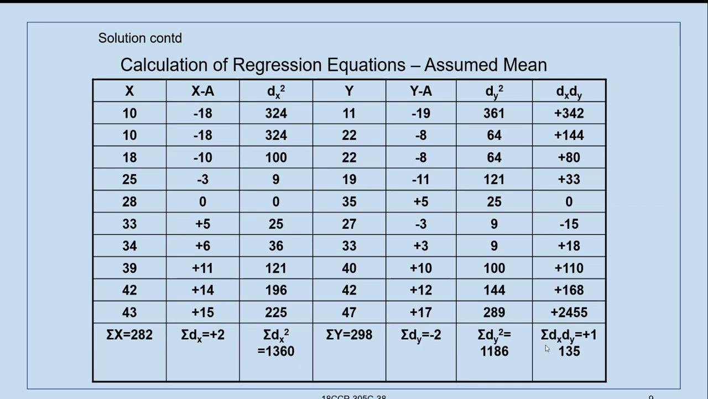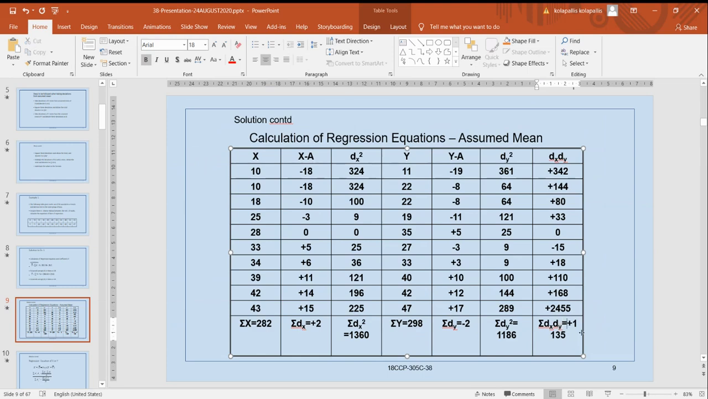Now in the last step, we will obtain the product of dx dy, that is minus 18 into minus 19, 342. Minus 18 into minus 8, 144. Minus 10 into minus 8, plus 80. Like this, we will obtain dx dy. So sigma dx dy we will obtain, that is 1135. Sorry, 1135. This is 1135.